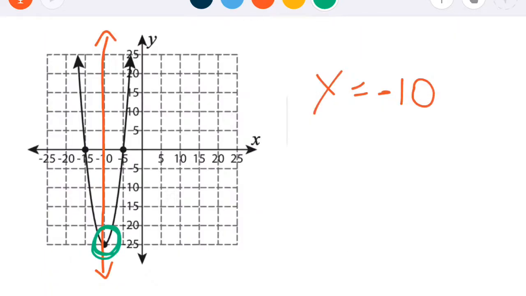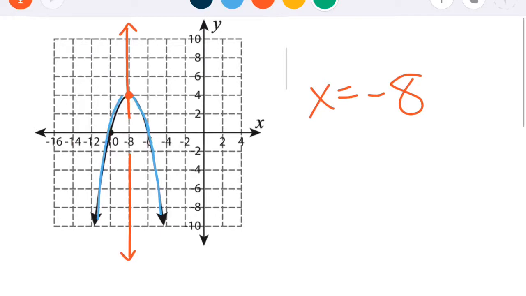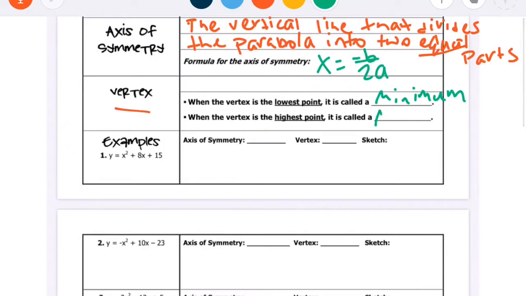When the vertex is the highest point, so an example like this, here is the vertex. There's nothing above that point on this graph, so that would be called a maximum. Fairly self-explanatory, but just something to keep in mind. Alright, let's look at the first example.